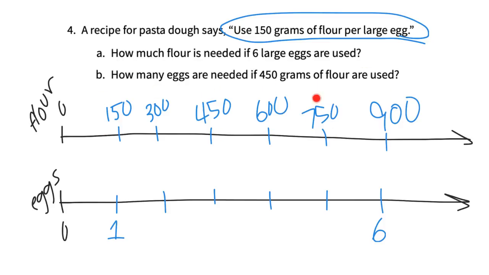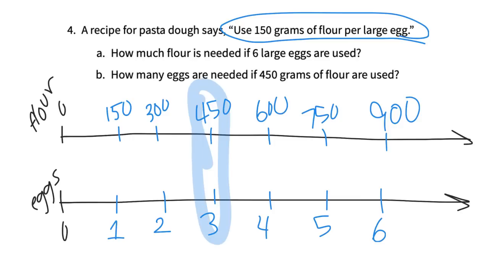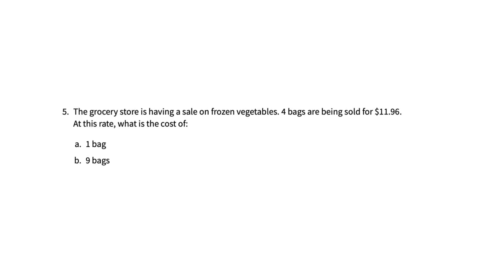So we're adding by 150 each time, because we're adding by 1 egg each time. And each time you add an egg, you have to add 150 grams of flour. And now we can see our answer is right. Oopsies. I accidentally erased. Undo. And let's go here. And here is our answer. How many eggs are needed if 450 grams of flour are used? We need 3 eggs.